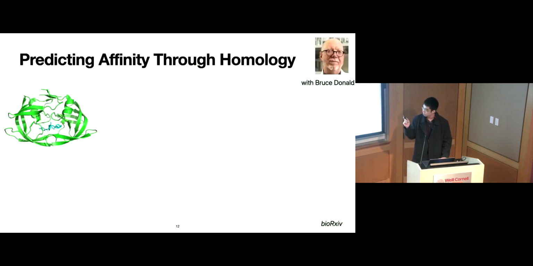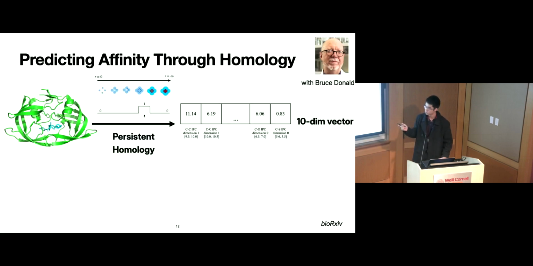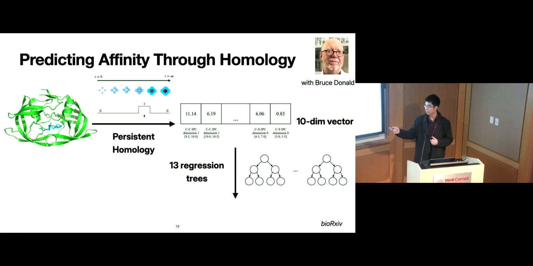So that brings me to my undergraduate work, which was an algorithm called predicting affinity through homology, which takes a protein ligand complex and uses persistent homology to encode, after some feature selection, a 10-dimensional vector, which is then fit through a very sparse set of regression trees, 13 regression trees. That's nothing compared to modern day machine learning algorithms, to get the binding affinity.